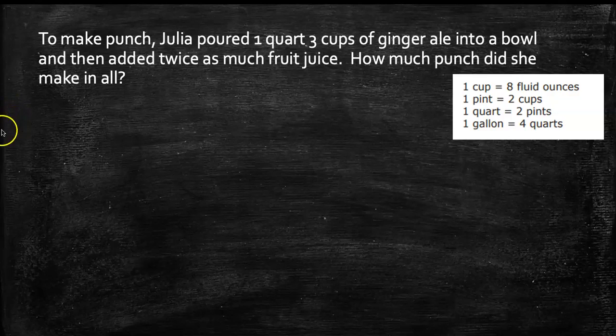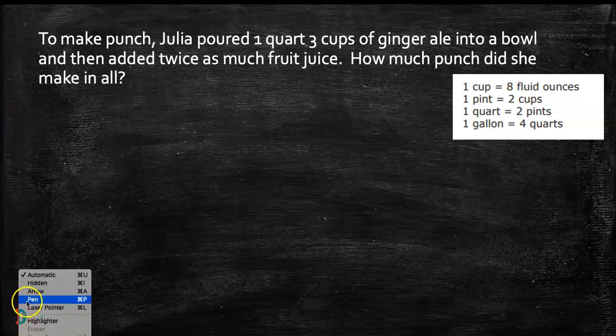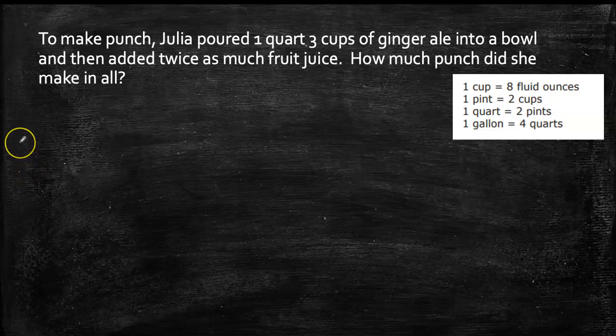So I'm going to make sure my pen is on. Okay, so we're going to have ginger ale, so GA for ginger ale, and I'm going to draw my tape diagram to represent how much ginger ale she used. And I'm going to put it inside today. 1 quart, 3 cups, okay, into a bowl. So there's our bowl, we put it in there.